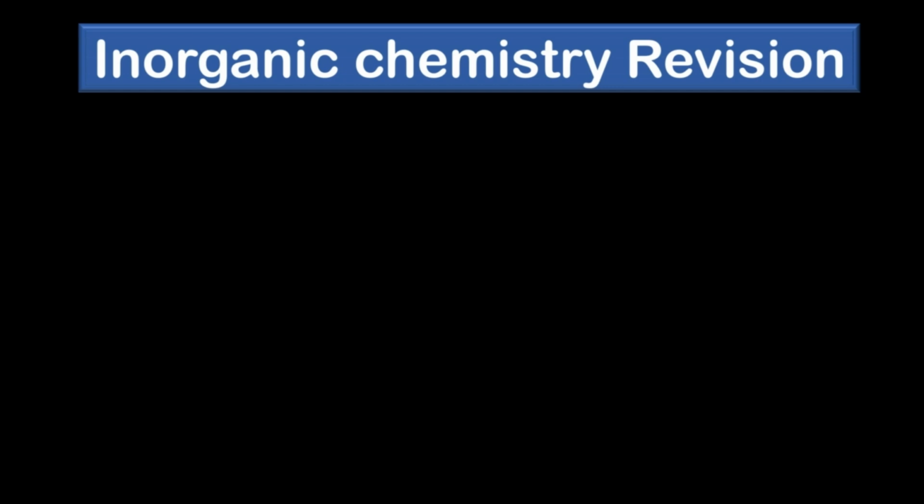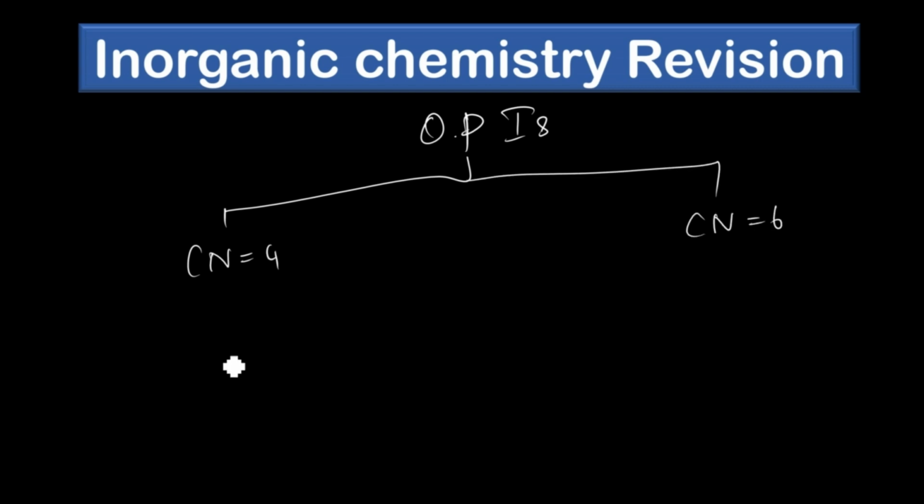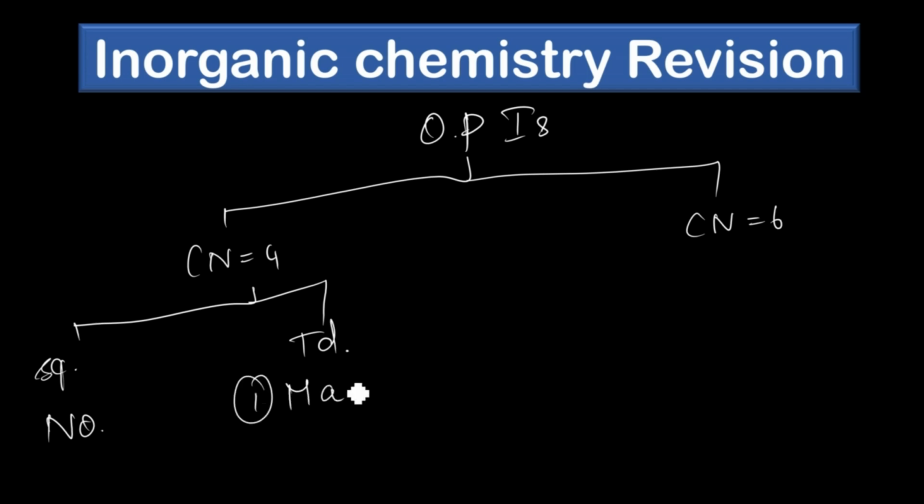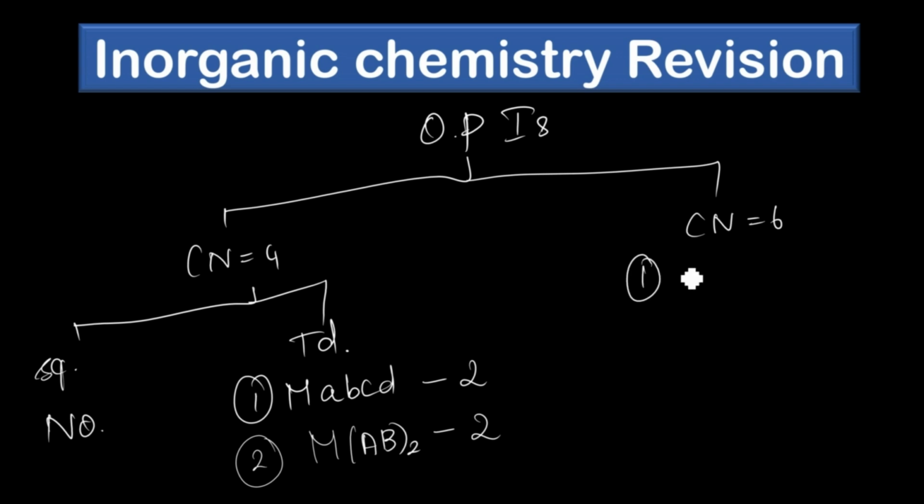Okay, so in case of optical isomerism, once again I'm giving you the list. It is very simple. Coordination number 4, coordination number 6, both we know. So square planar, no optical isomerism. But in case of tetrahedral complex, the first type is MABCD, which can show 2. The second type MAB2, that can show 2. Okay. Then in case of octahedral, the first type is MABCDEF.